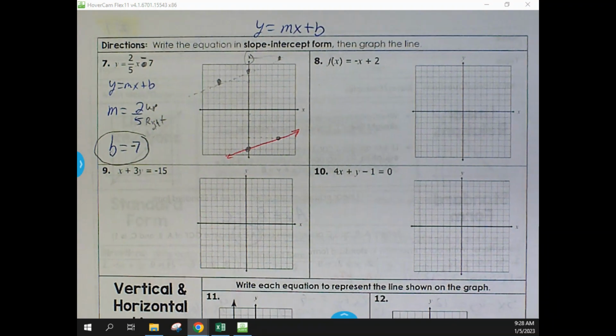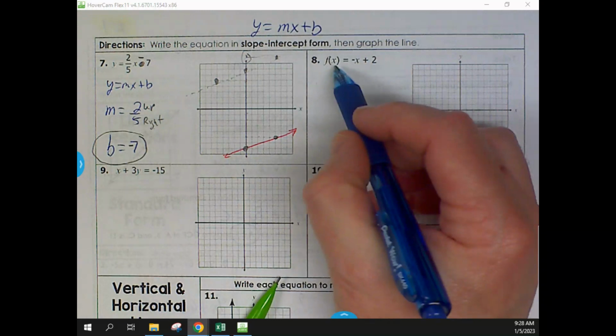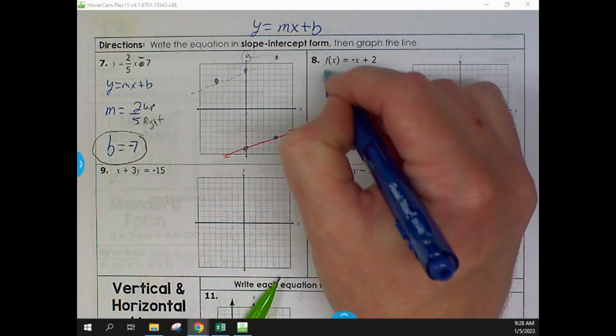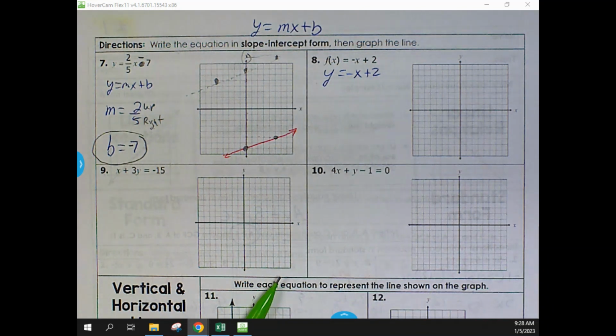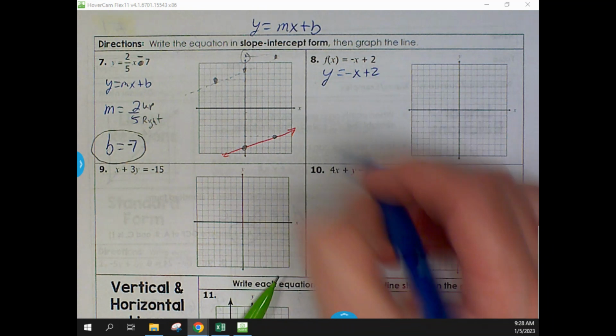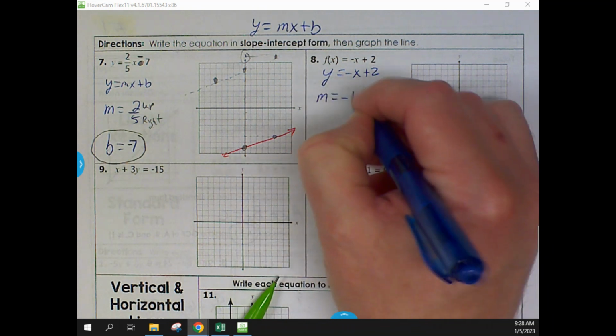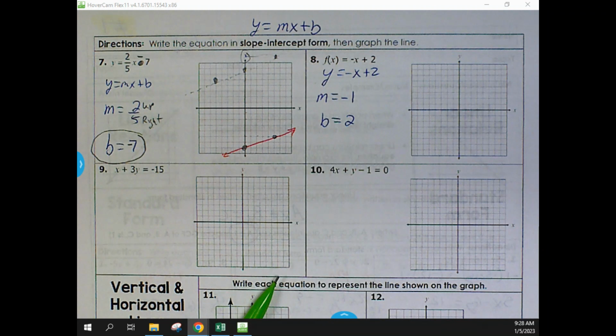Okay, number 8, it's f of x equals, but this is actually function form. So where you've got the f of x equals, that's still the same thing as y equals. And we'll actually talk about that not in the next couple of days, but sometime down the road we'll talk about the f of x and what that means. But we'll just go ahead and think about y equals -x plus 2. So in that case, our m value would be -1, and our b value would be 2.